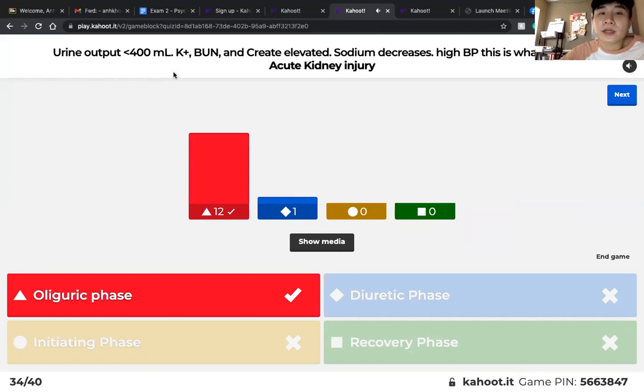Awesome. So the key here is less than 400 ml per day. If the patient produces less than 400 ml per day, it means that the patient is currently in oliguric phase.